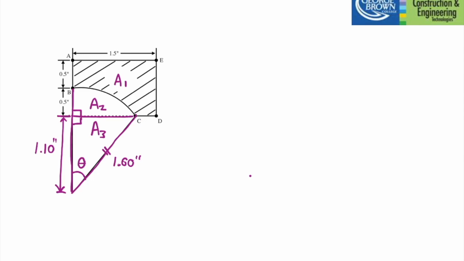Okay, assuming that you have unpaused the video, let's go through the calculation. What I'd like to do first is actually get the angle theta. So I can use cosine on this triangle here. So cosine of theta is going to be 1.1 divided by 1.6.